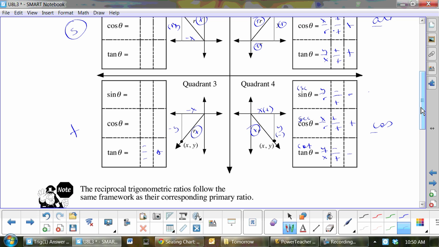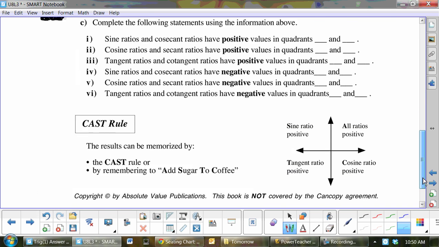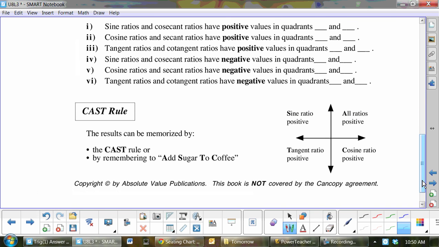So you really don't have to know any rules. You have to know the CAST rule and whose buddy is whose, and you can figure out what their sign's going to be. Okay? Now, there it is right there, the CAST rule. Or you could use, if you want to start at quadrant 1, you can also say All Add Sugar to Coffee. Okay? Or you could come up with anything else, I guess. But the CAST rule comes if you start in quadrant 4.